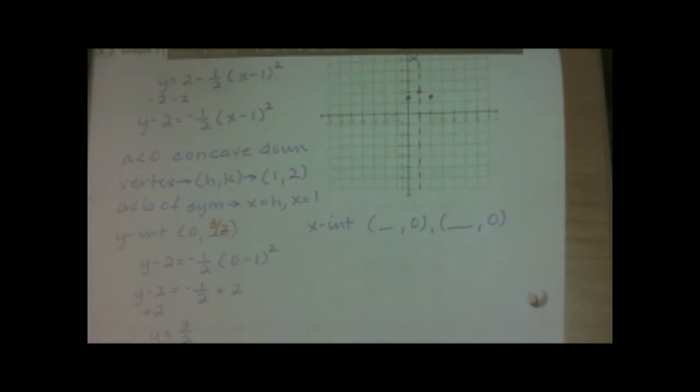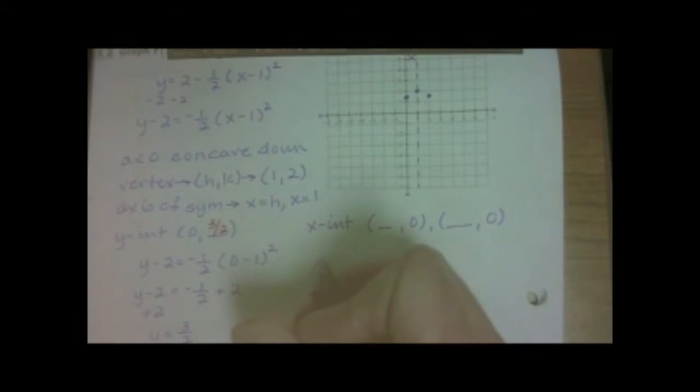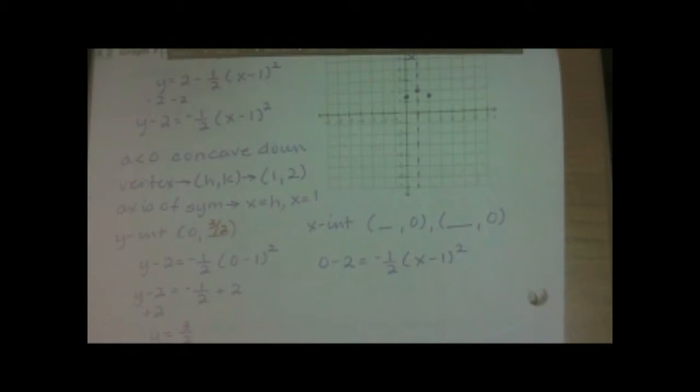So the x-intercepts are the points (x, 0) and (x, 0). There will be 2 of them in this case. And we're going to set y equal to 0. So I've got 0 minus 2 equals negative 1/2 x minus 1 quantity squared. The first thing I want to do is get rid of this negative 1/2. The way to do that is multiply both sides by negative 2.